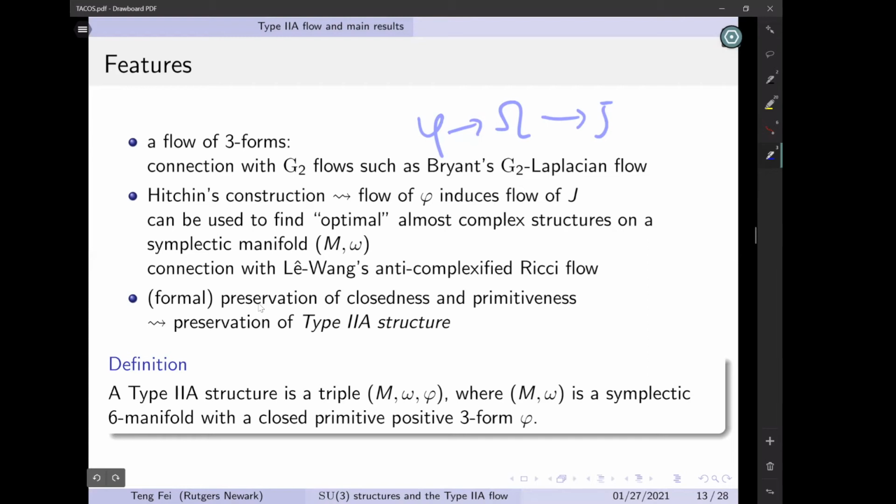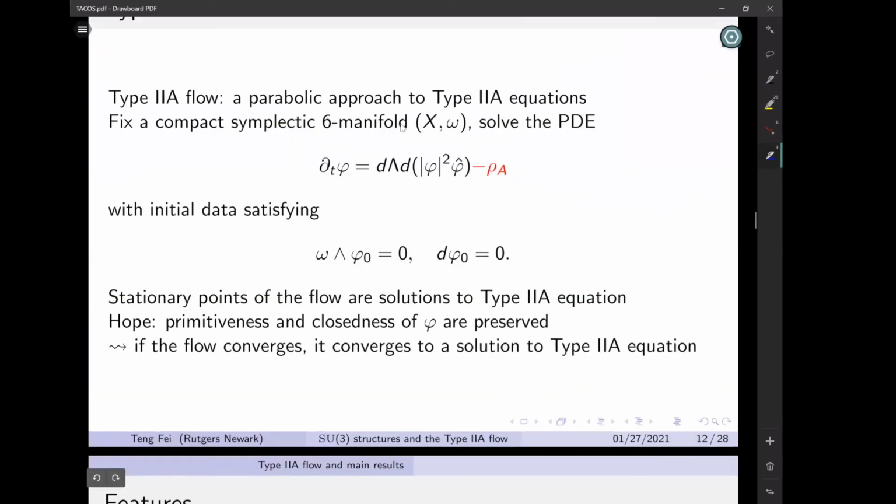And finally, formally you can check that the closedness and primitiveness of the 3-form is preserved under this flow, because this term here, the evolving term, is always primitive and closed.